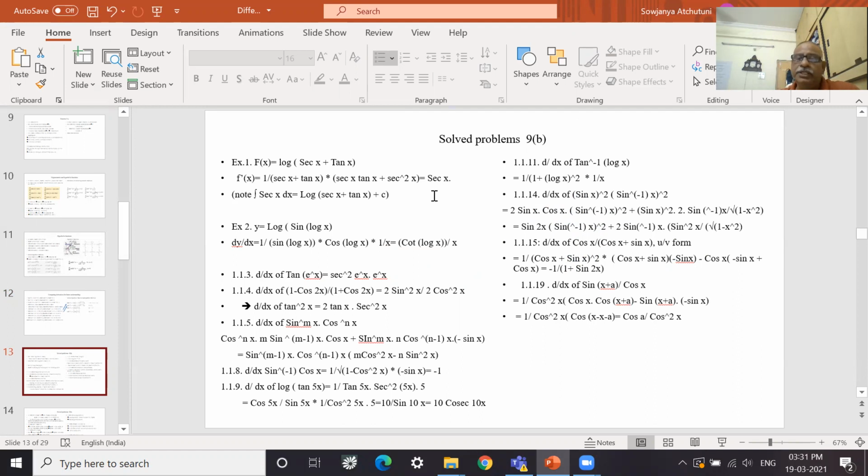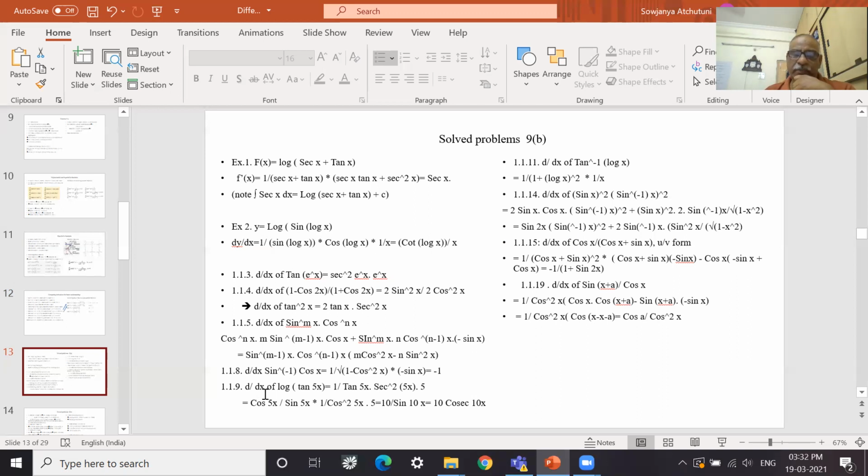So what is the integration of secant x? Log of secant x plus tan x. Let us not confuse with integration, just giving an idea. But this is the differentiation of log of secant x plus tan x. Now y is log sin log x. So 1 by sin log x into cos log x into 1 by x. See? So similarly, all these things we can do.